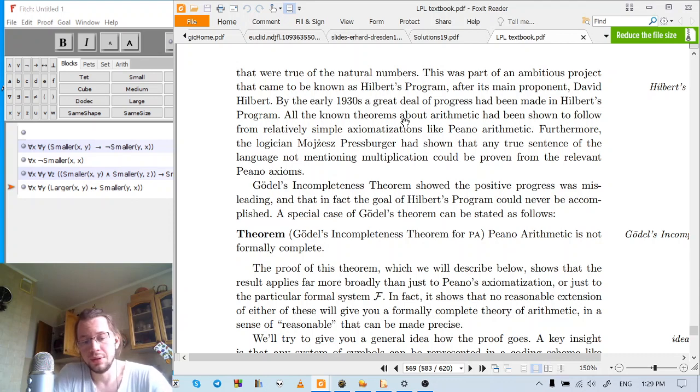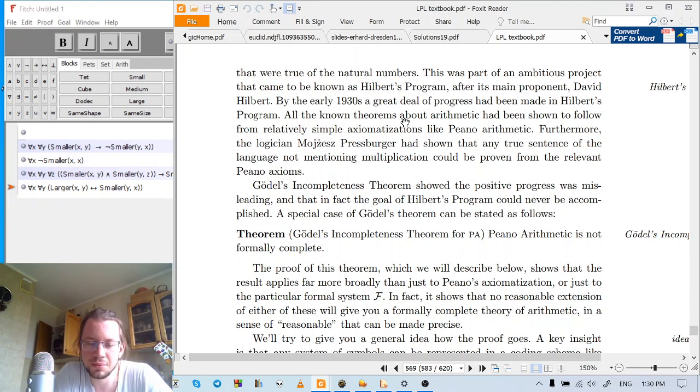The proof of this theorem, which they are going to describe below, shows that the result applies far more broadly than just to Peano's axiomatization, or just to the particular formal system F. In fact, it shows that no reasonable extension of either of these will give you a formally complete theory of arithmetic. In a sense of reasonable, it can be made precise.